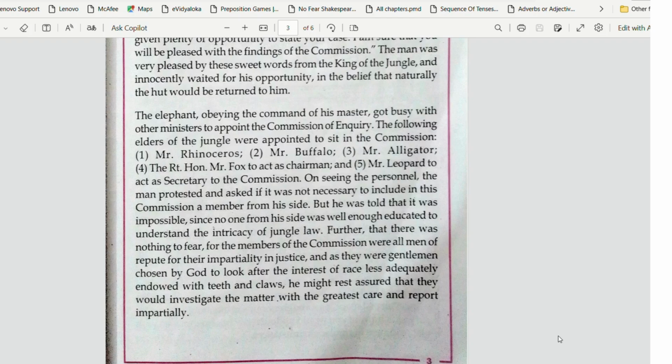But what was the answer given to him? That nobody of your race can understand the jungle law properly. Further, they also said there was nothing to fear, for the members of the commission were all men of repute and known for their impartiality. So all this was to just make the man quiet, but obviously we get a hint that what is going to be done is not going to be fair at all.